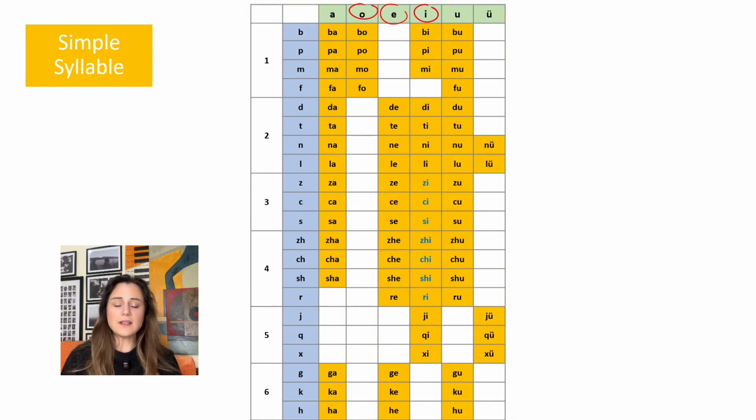Now, as you can see, I have marked the following 7 simple syllables in blue, which means that when you want to pronounce this initial and final, this syllable, you only pronounce the initial, not the final. We don't say zi, we say z. We don't say ci, we say c. We don't say si, we say s. We don't say zhi, we say zh. We don't say chi, we say ch. We don't say shi, we say sh. We don't say ri, we say r. I hope it is helpful.